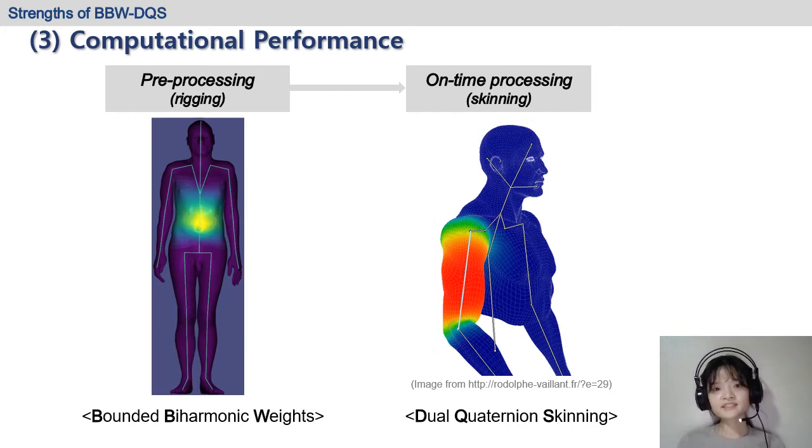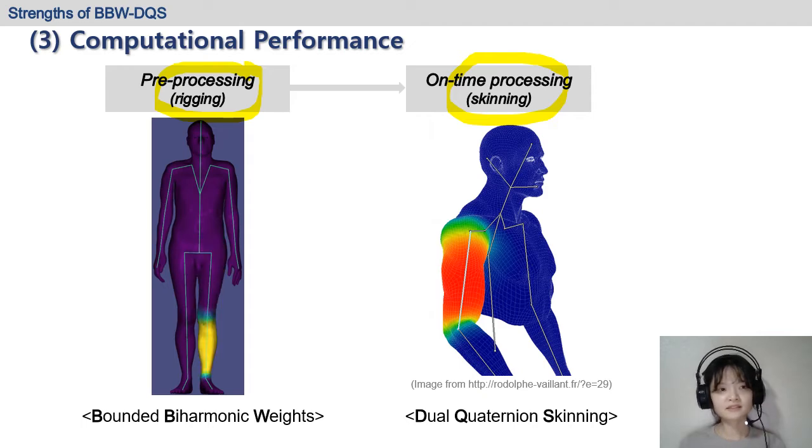The third is computation performance, which I have slightly mentioned in the previous slide. So again, these are the two steps of the BBW DQS deformation. Our strategy here is that if we need a lot of computation resources for realistic deformations, let's do it here in pre-processing and keep this part very simple and fast.